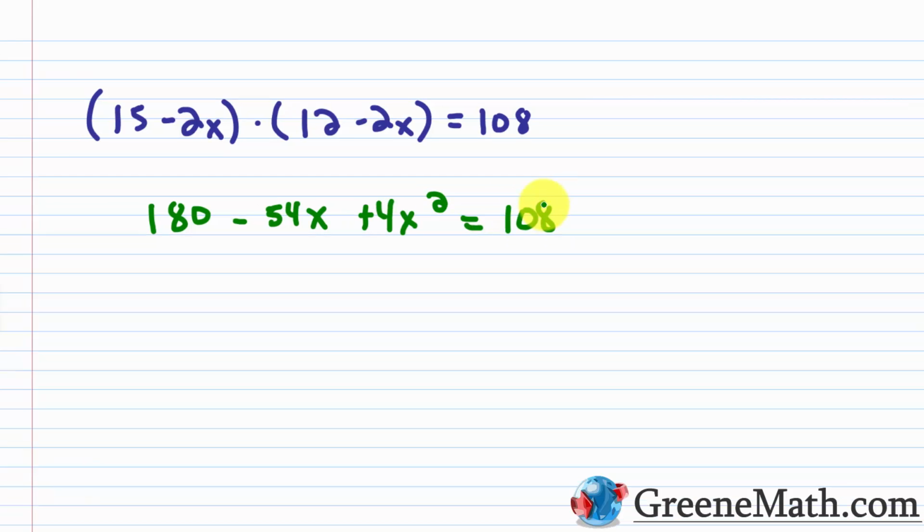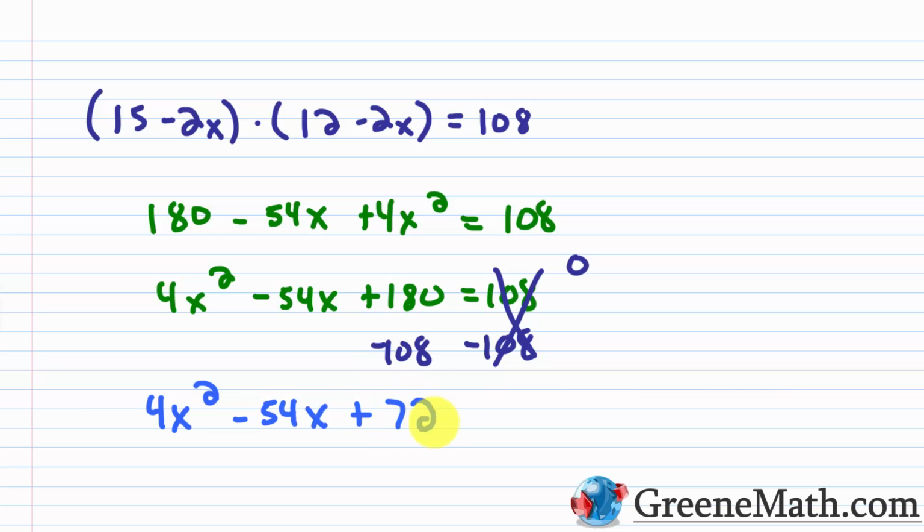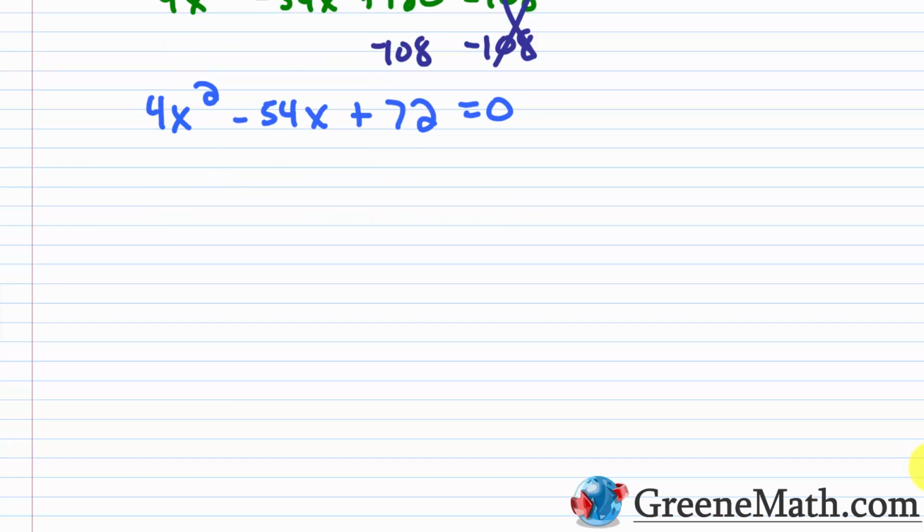Let me rearrange things here. Let me put this as 4x squared minus 54x plus 180 is equal to 108. Now, what I want to do is subtract 108 away from each side of the equation so that I can have 0 on the right side. Then I can go ahead and use my quadratic formula, or you could factor, whatever you want to do. So in this case, I'm going to have 4x squared minus 54x, and then plus 180 minus 108 is going to be 72. This equals 0. Now, if you want to do this, this is an optional step. You don't need to.